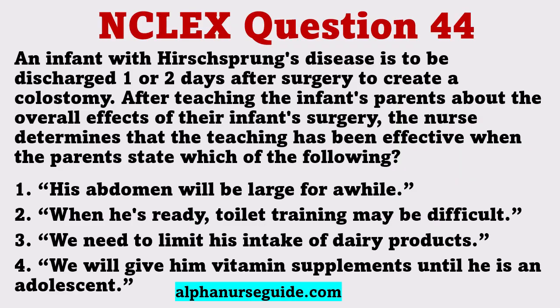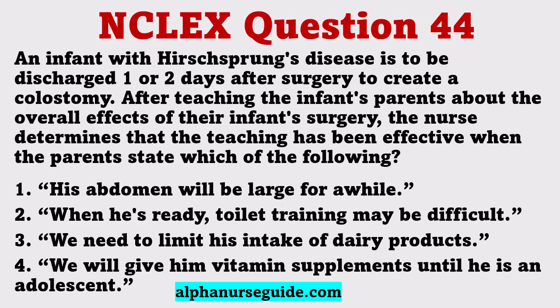An infant with Hirschsprung's disease is to be discharged 1 or 2 days after surgery to create a colostomy. After teaching the infant's parents about the overall effects of their infant's surgery, the nurse determines that the teaching has been effective when the parents state which of the following? 1. His abdomen will be large for a while. 2. When he's ready, toilet training may be difficult. 3. We need to limit his intake of dairy products. 4. We will give him vitamin supplements until he is an adolescent.